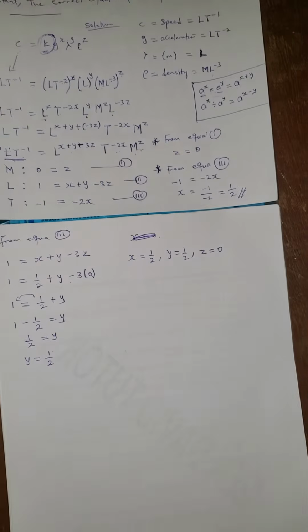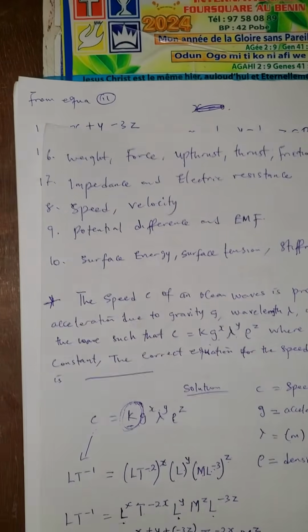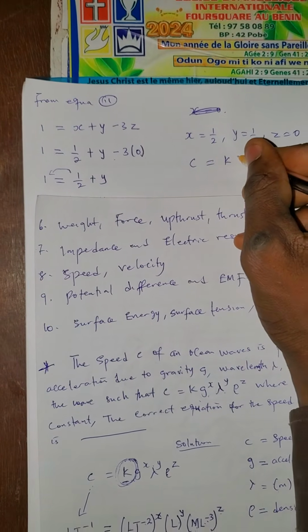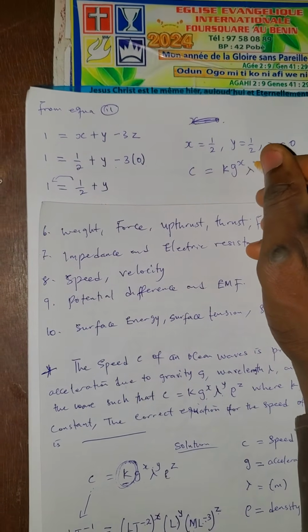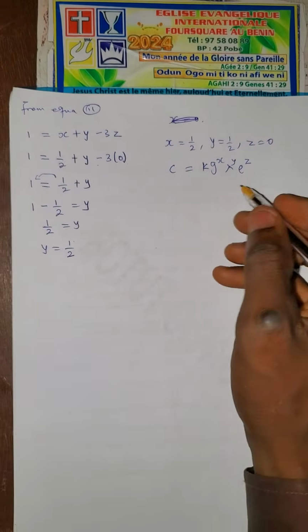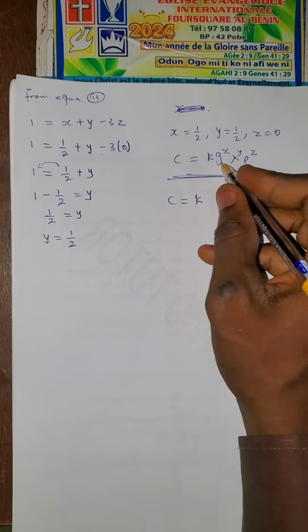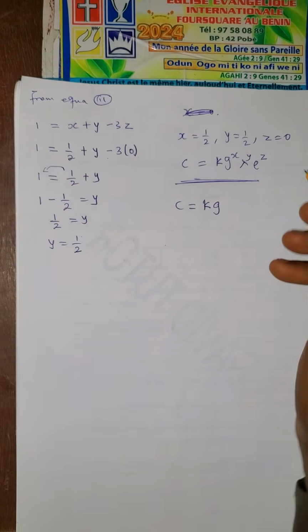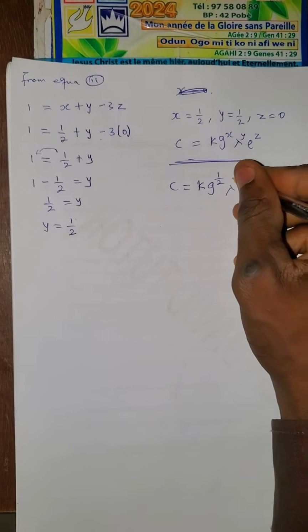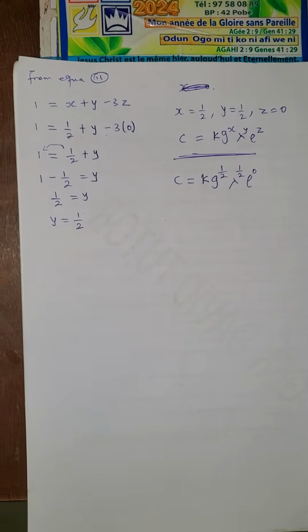Then z is 0. Then let us go back to our previous equation here from the question. The previous equation says C is equals to K G raised power X, lambda raised power Y, then density raised power Z. This is the equation given to us from the question. So C will now finally become K G raised power, what's X? X is 1 over 2. Then lambda raised power, what's our Y? Y is 1 over 2. Then density raised power Z. And what's Z? Z is 0.